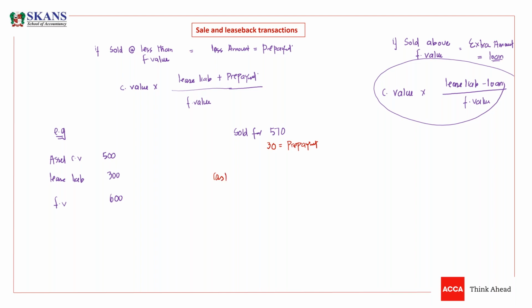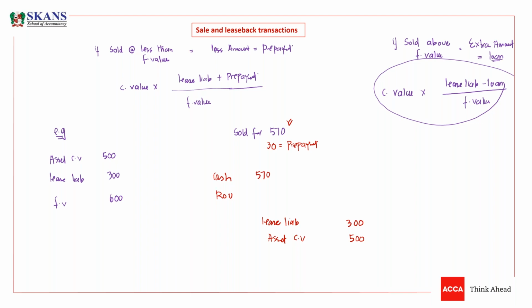We need to debit cash. We need to debit right of use asset. We need to credit lease liability. We need to credit the asset carrying value. What is the carrying value? 500. What is the lease liability? This is given, 300. Cash is cash. We have sold it for 570, so cash is 570, guys.